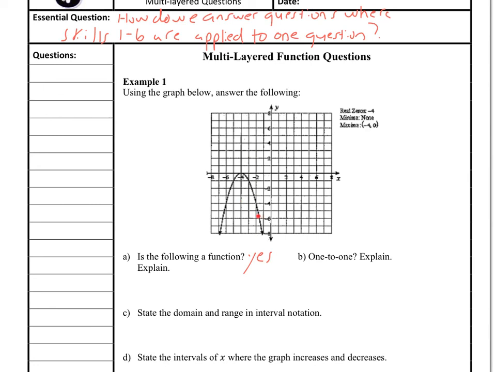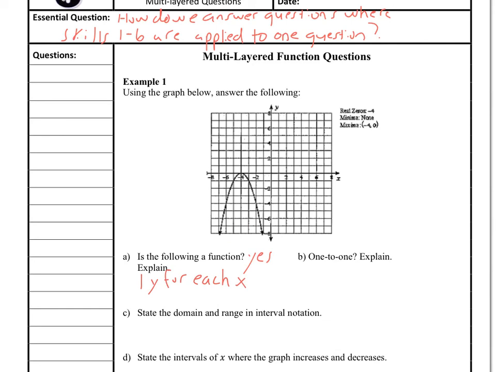It's still off. It passes the vertical line test. So, one y for each x. There's one y value for each x value, or one output for every input. Another way of saying that. Is it one-to-one? So for it to be one-to-one, it has to be both a function and the inverse must be a function. So we have to do both the vertical and the horizontal line test.